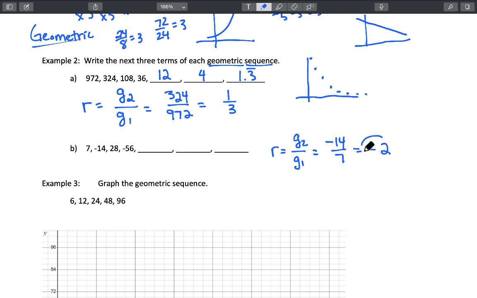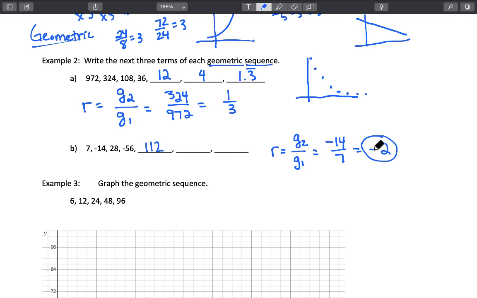So here you're multiplying by a negative number, and that's what causes it to alternate between positive and negative. The next number I get is by taking -2 and multiplying it by -56, and that will give me a positive 112.